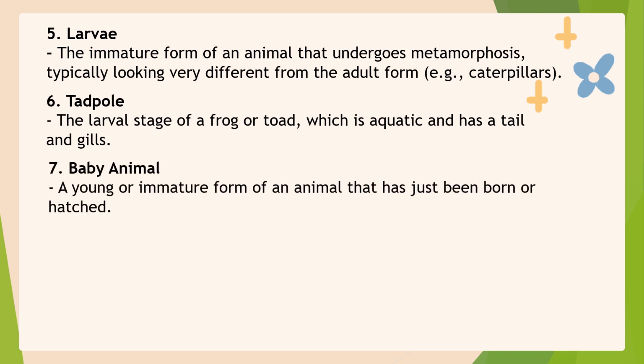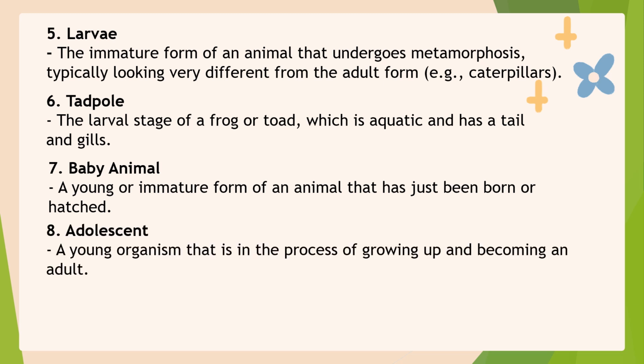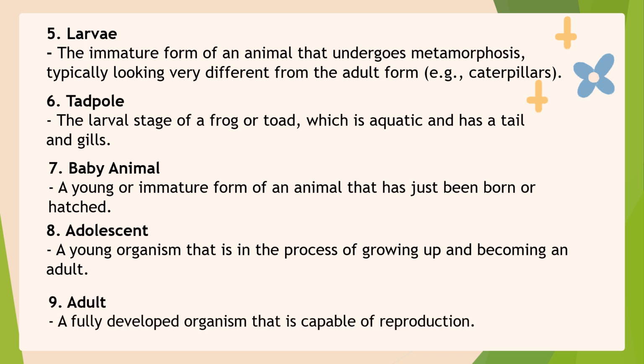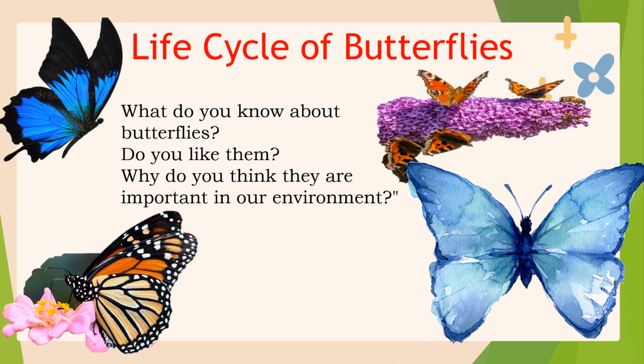Baby animal. It is a young or immature form of an animal that has just been born or hatched. Adolescent. It is a young organism that is in the process of growing up and becoming an adult. Adult. A fully developed organism that is capable of reproduction. Now let's start on the life cycle of a butterfly.